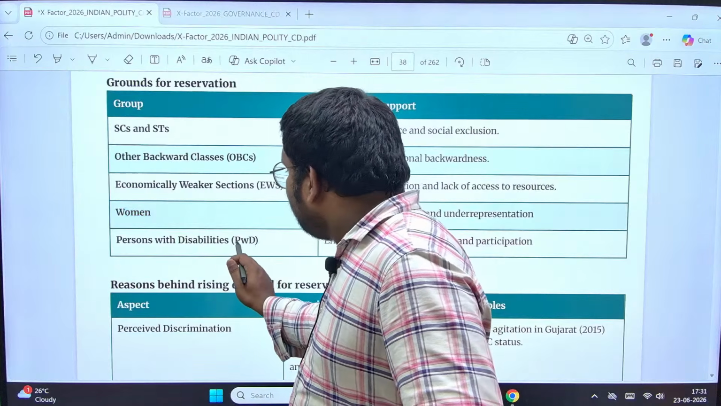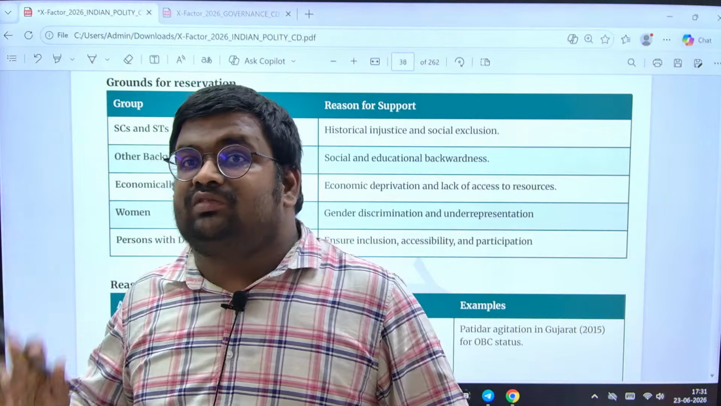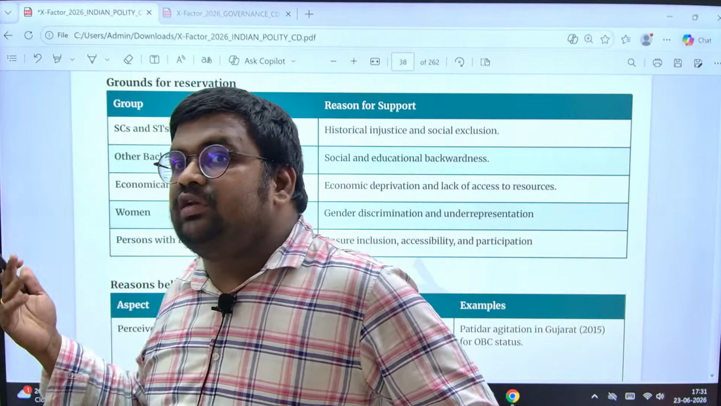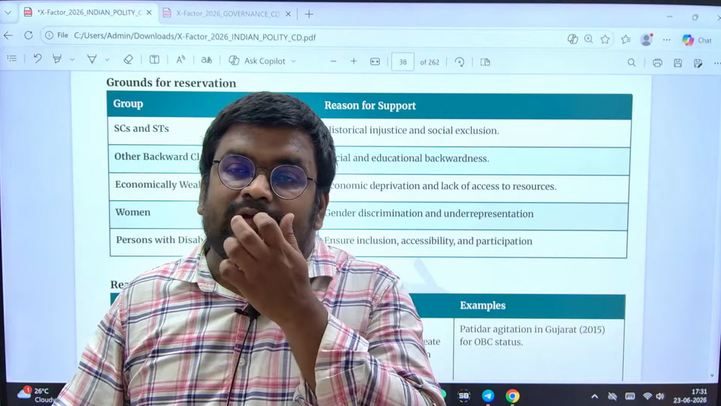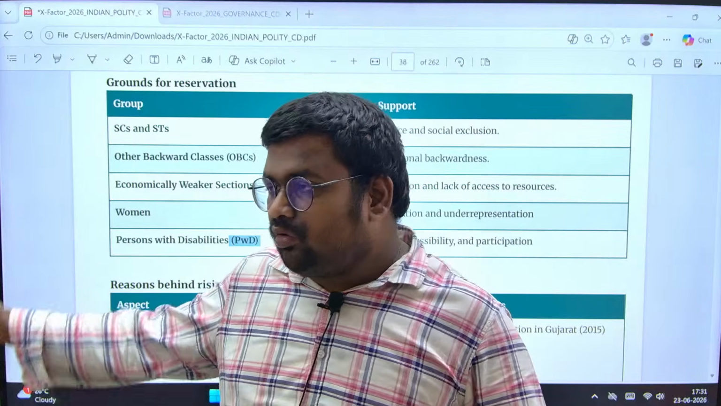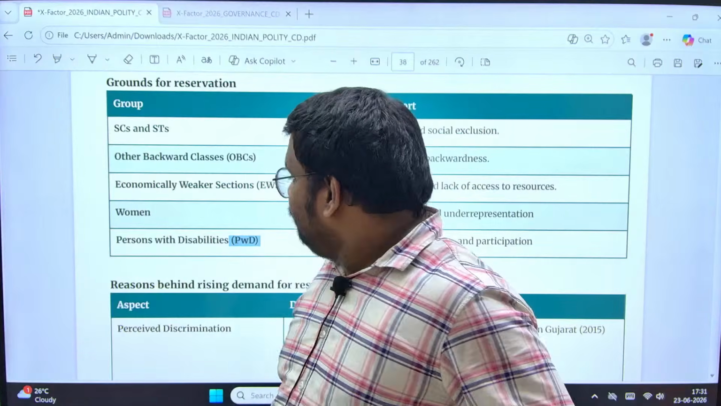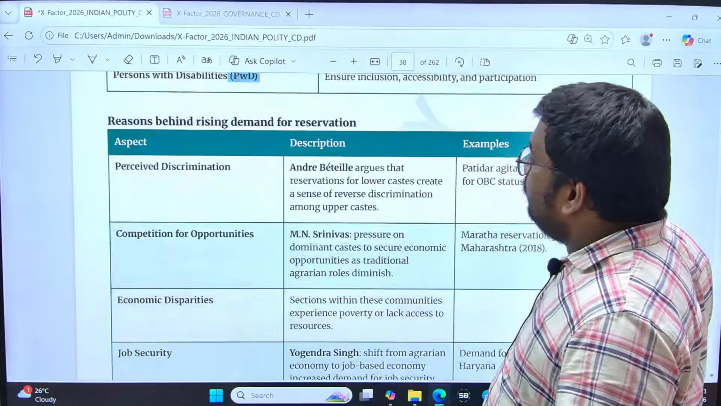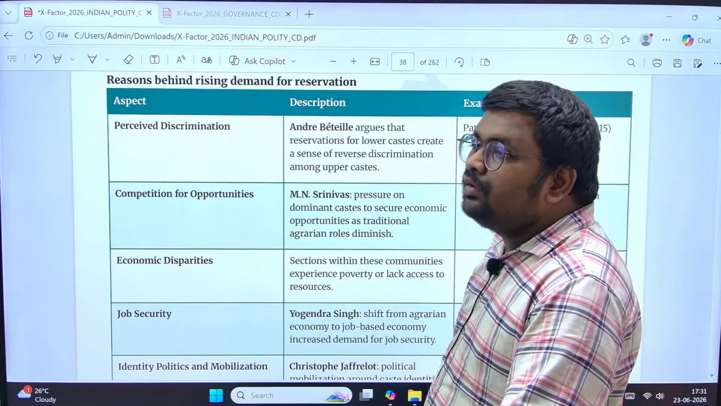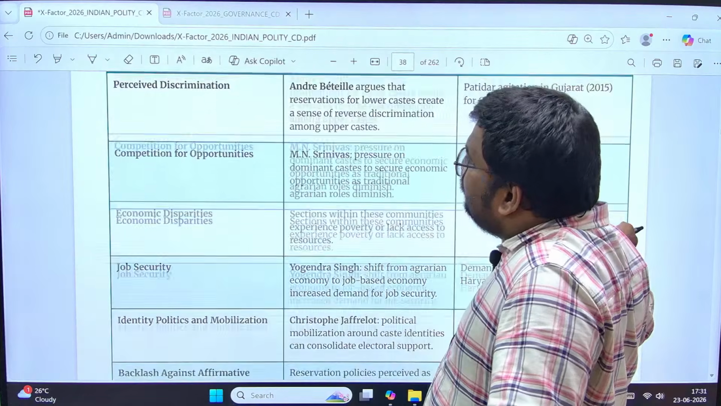Similarly, person with disability, the Rights of Person with Disability Act specifically asked for the reservation for the person with disabilities. ठीक है, और ये this was in news also specifically with respect to UPSC only, misuse of disability certificate, right? So in that context also you can get a question, right? This, or the reasons behind rising demand for reservation. Again, it was in news in context of Maratha demand or Maratha agitation for the OBC reservation. So these are the causes.